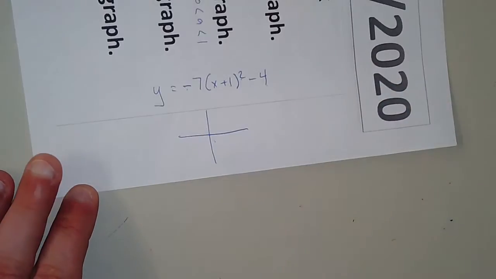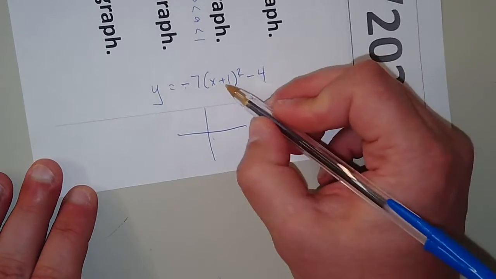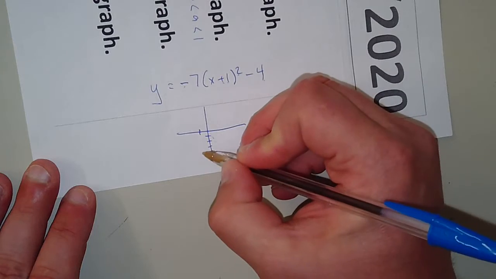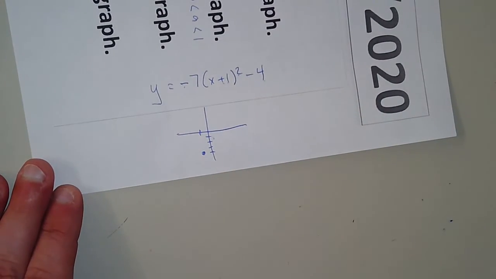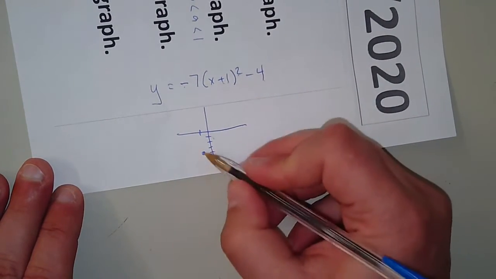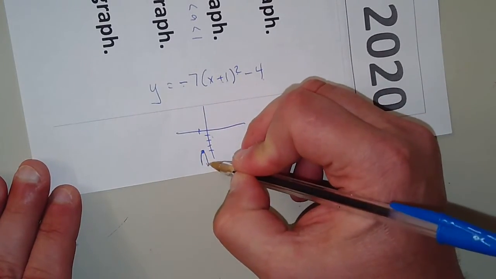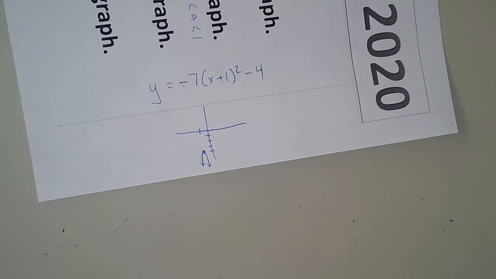So I can make a pretty quick little sketch of this graph. If I know it's going to be left 1 and down 4, my vertex is going to be located right about there. And then I know it's going to be a downward facing graph, and because it's a 7, it's going to be considerably steeper than our normal graph. So I could make a real simple sketch just like that, just from looking at the equation.